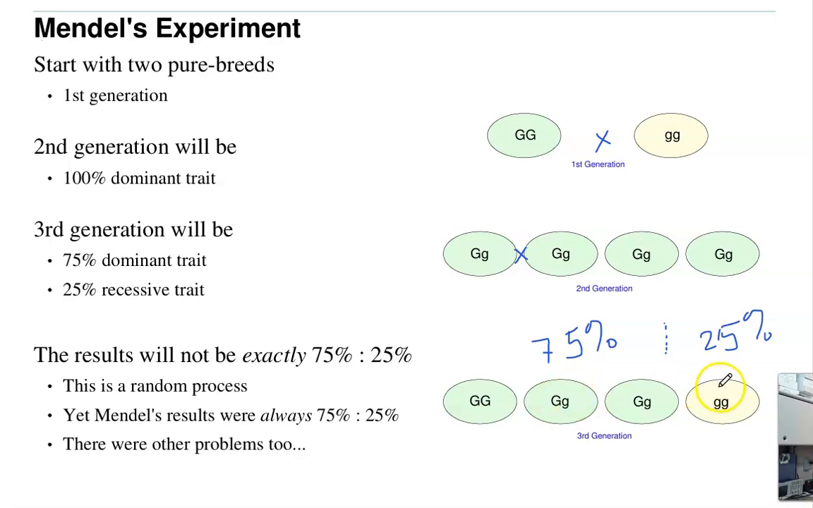That shows up with a chi-square test. The data was just too good for Mendel. You're not going to get that kind of result.